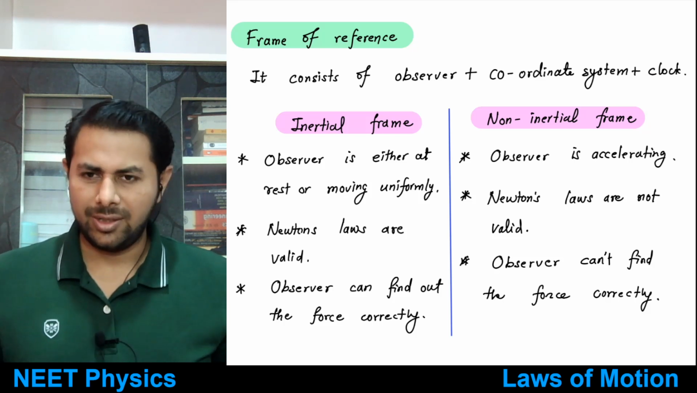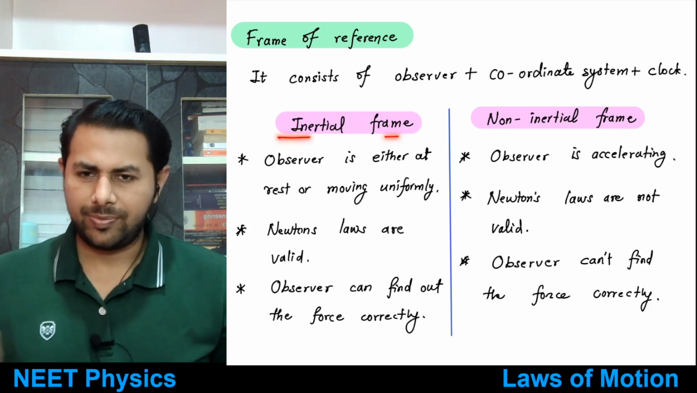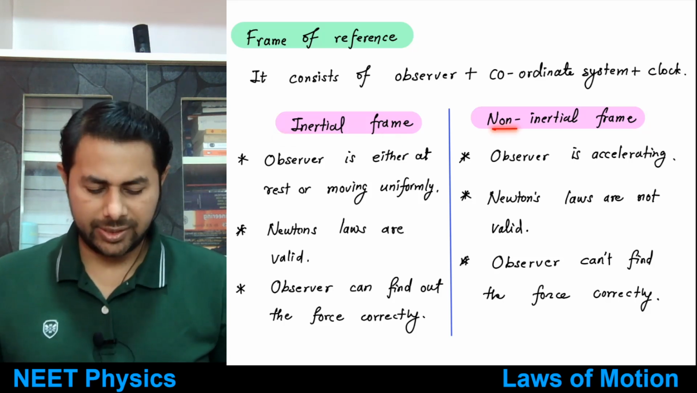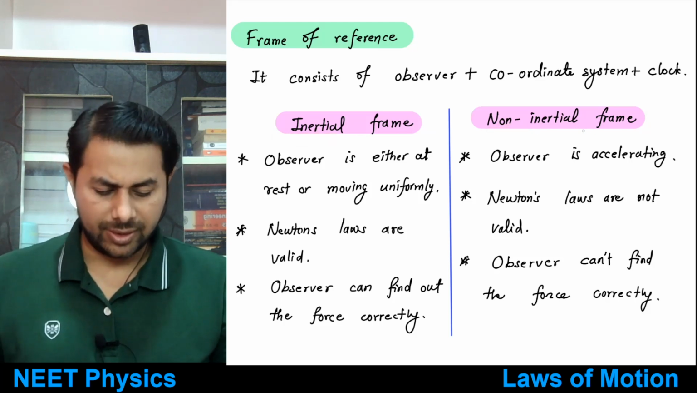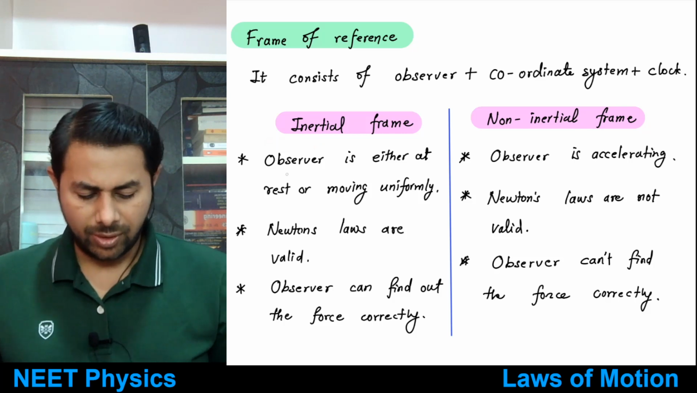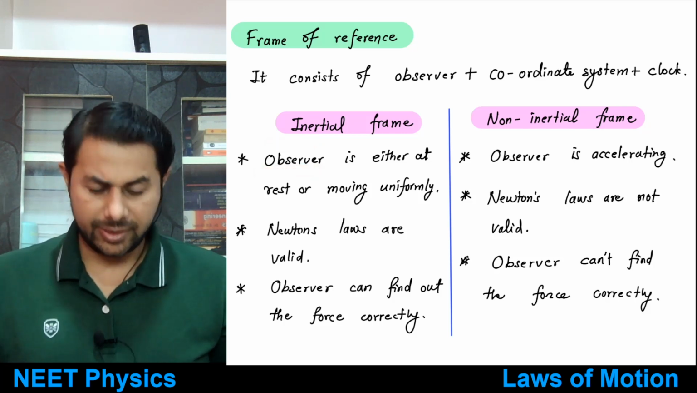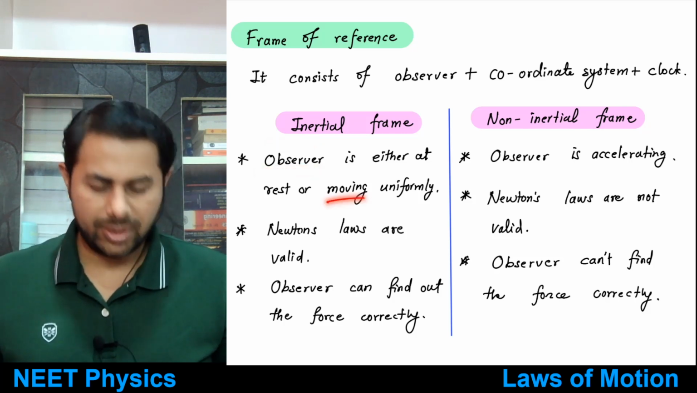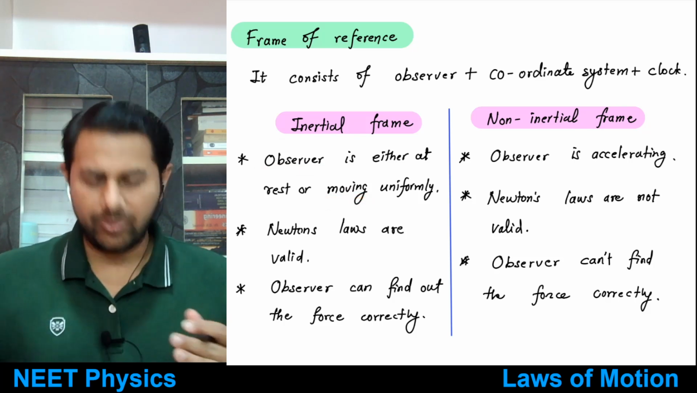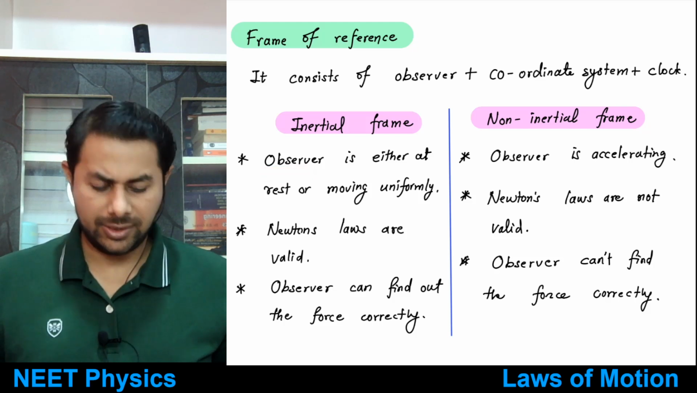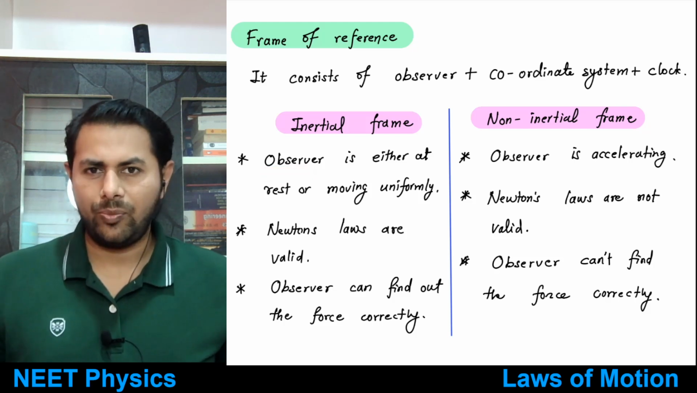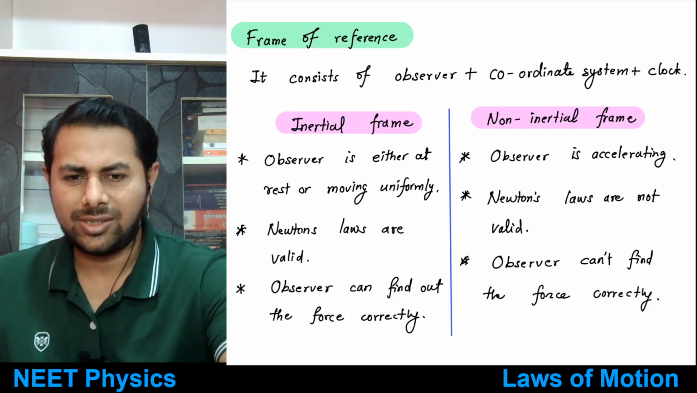Right? So then there are two types of frames of reference. One is the inertial frame, another one is the non-inertial frame of reference. So what is an inertial frame? The observer is either at rest, absolute rest, or he is moving with uniform velocity. The observer is either at rest or moving with uniform velocity. So that is an inertial frame of reference.